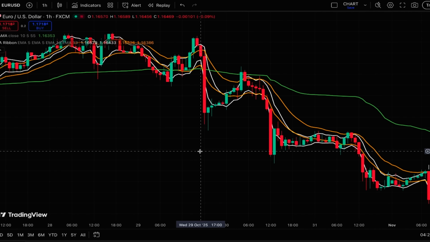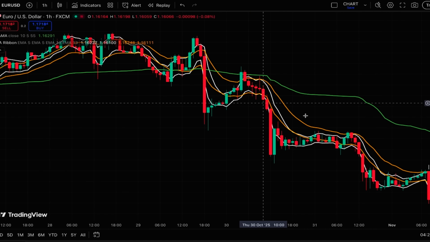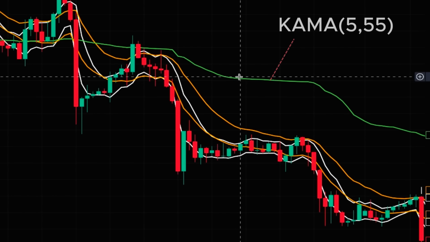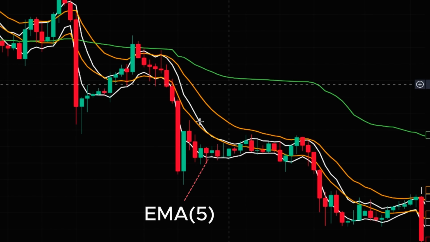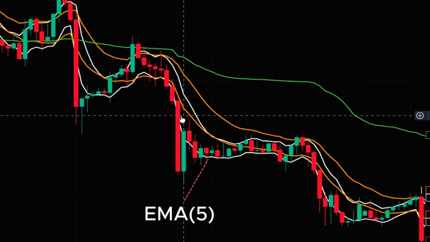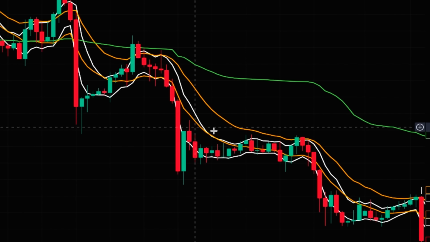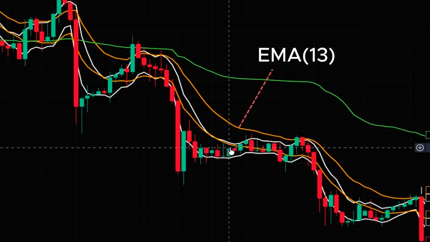Alright, so here we have 5 moving averages on the chart. This green line here is a Kaufman moving average, which we set 5 for the fast length and 55 for the slow length. Then we have these 2 white lines here, which are EMA with length of 5 based on high and low. And we have these 2 orange lines here, which are EMA with length of 13 based on high and low.